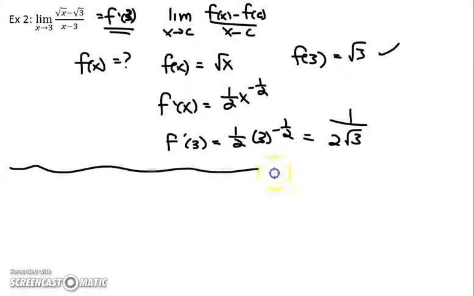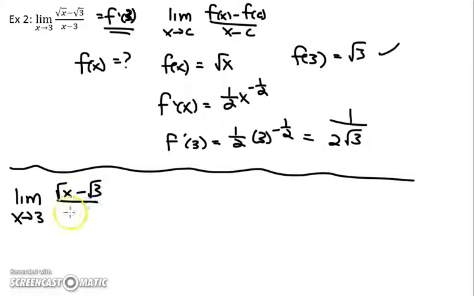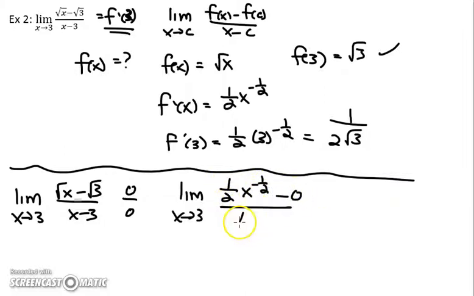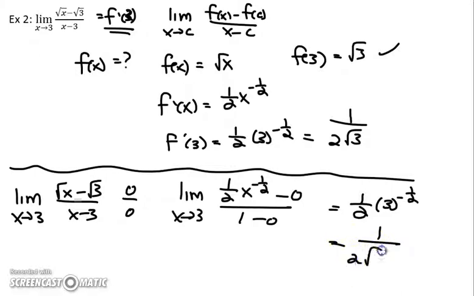And if you would rather use L'Hopital's rule, we can use L'Hopital's rule as well. So x is going to be our variable this time because that's what our limit says. So if we plug 3 in, square root of 3 minus square root of 3 is 0. 3 minus 3 is 0, so we can use our L'Hopital's rule. And if we take the derivative of the top, we're going to get 1/2 x to the negative 1/2 minus 0 over 1 minus 0. Take the limit as x approaches 3, so plug 3 in, and we're going to get 1/2 3 to the negative 1/2, which is going to be 1 over 2 radical 3.